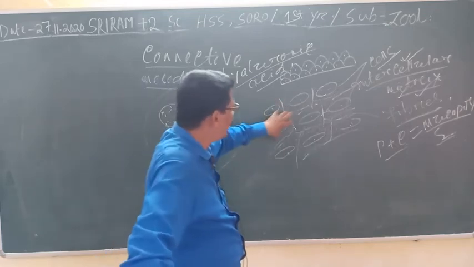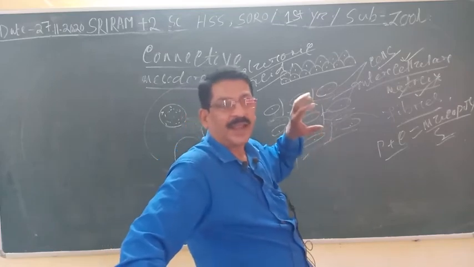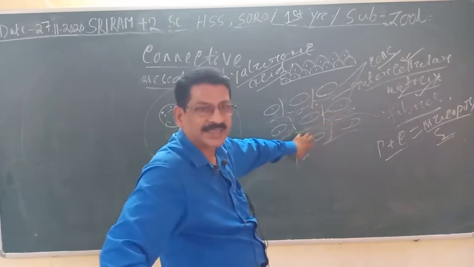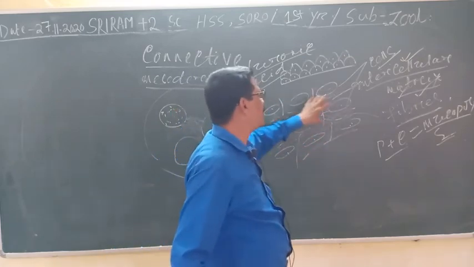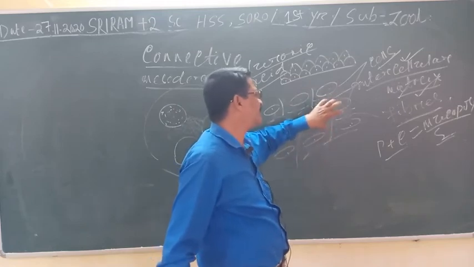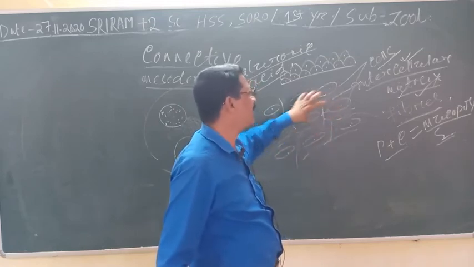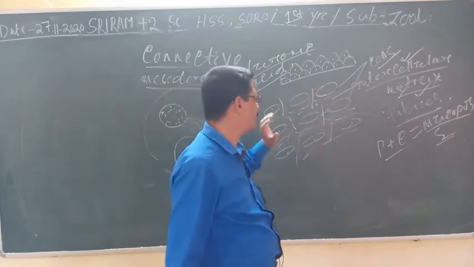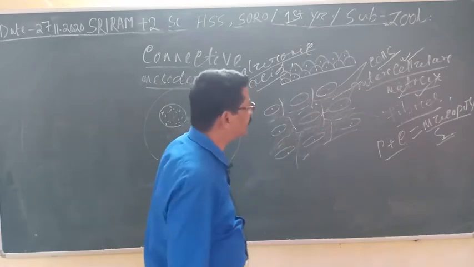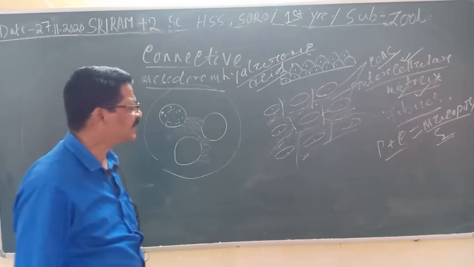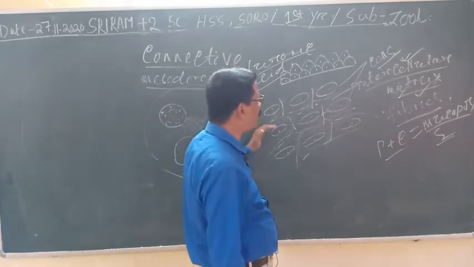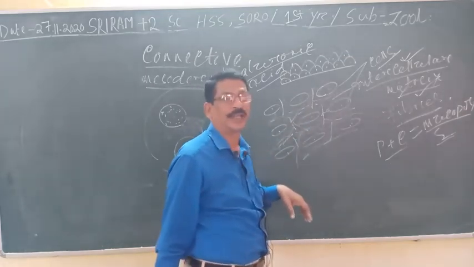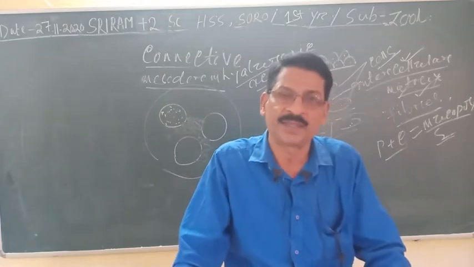But the matrix as well as the fibers are synthesized or produced from the cells, and the matrix and fibers form the major amount compared to the cells. The cells form the minor amount, but the matrix and the fibers form the major amount. The matrix performs more function, and the fibers give elasticity and strength to the body or the tissue. Clear?